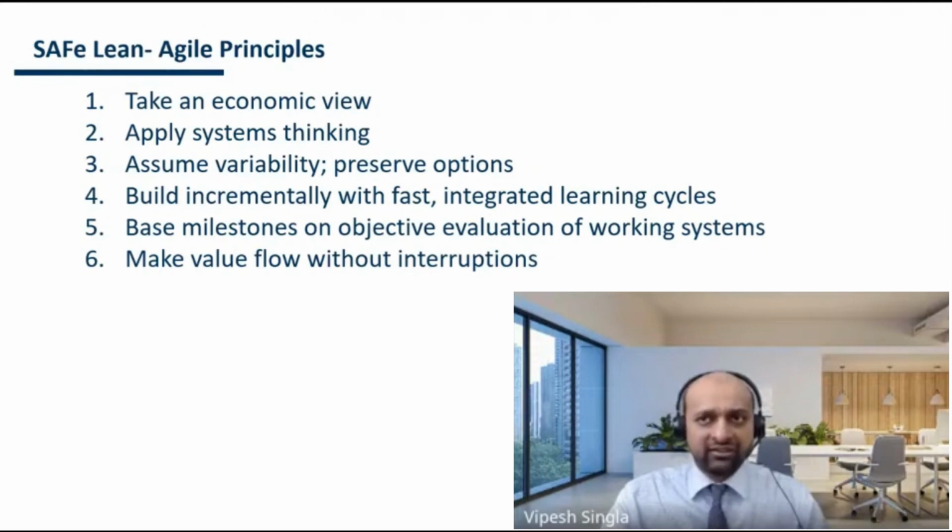First one is visualize and limit work in progress. If there is too much work in progress, it will create confusion around what the priority is. It will increase the overheads.